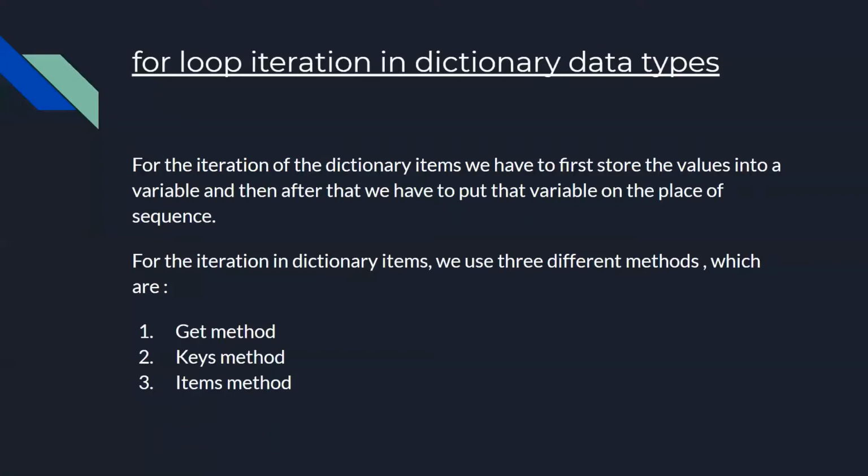In the get method, we specify the key, and this method basically retrieves the value for that particular key. The keys method will print the list of the keys, and the items method will basically return the items, that is, the values for the dictionary that we are using. So that was all about this video, and in the next video we'll be doing the implementation.